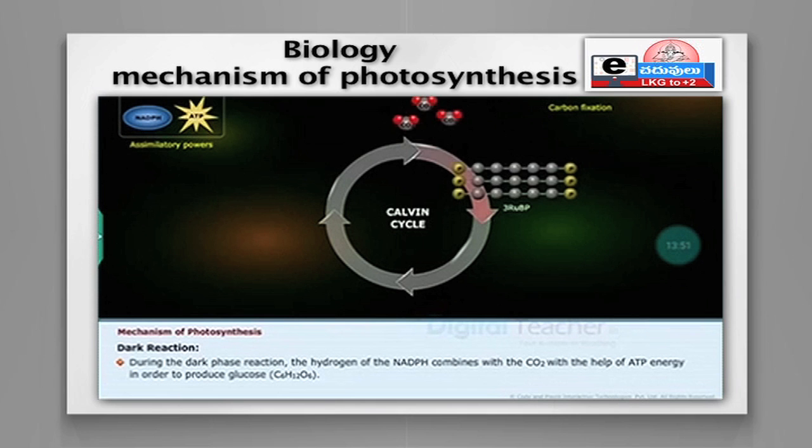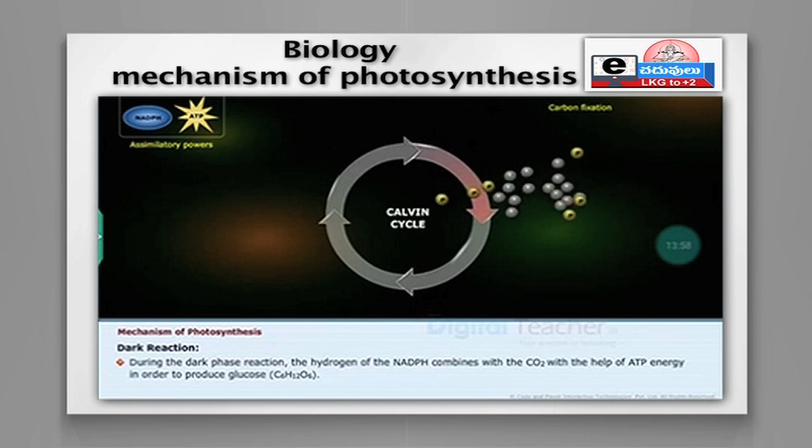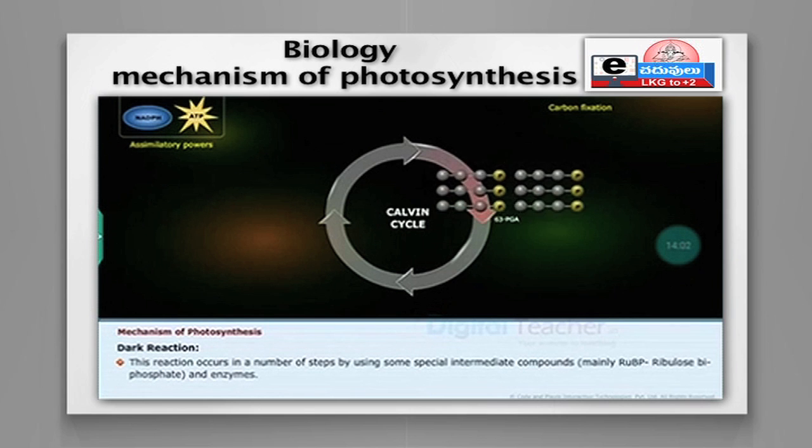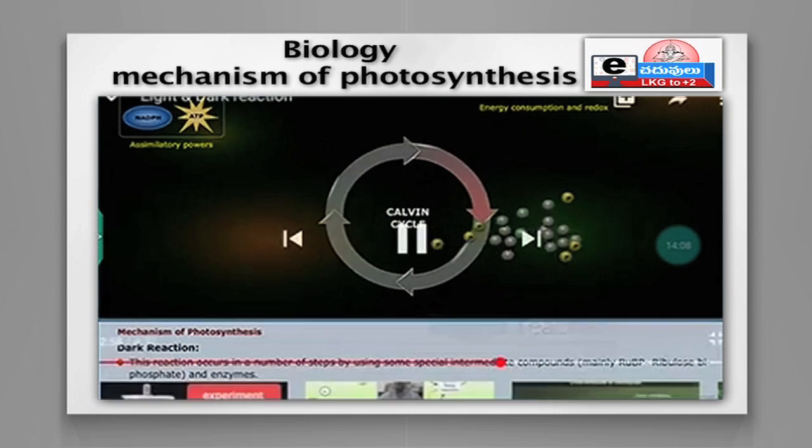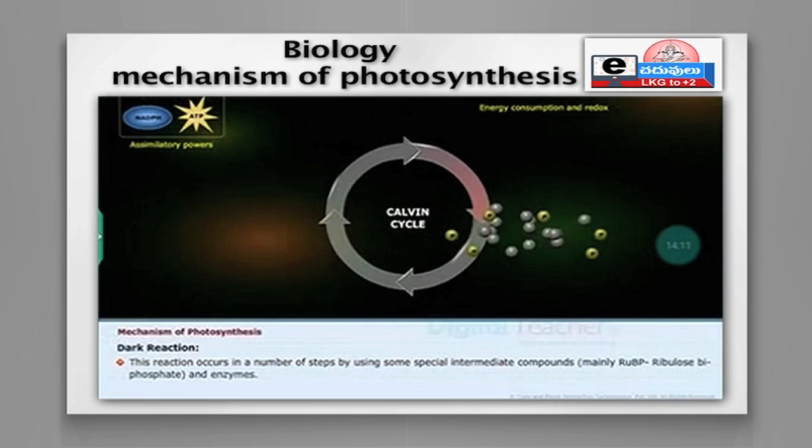During the dark phase reaction, the hydrogen of the NADPH combines with the carbon dioxide with the help of ATP energy in order to produce glucose. So NADPH is used here for the formation of glucose. First, how do we convert it? There are some intermediate compounds here.